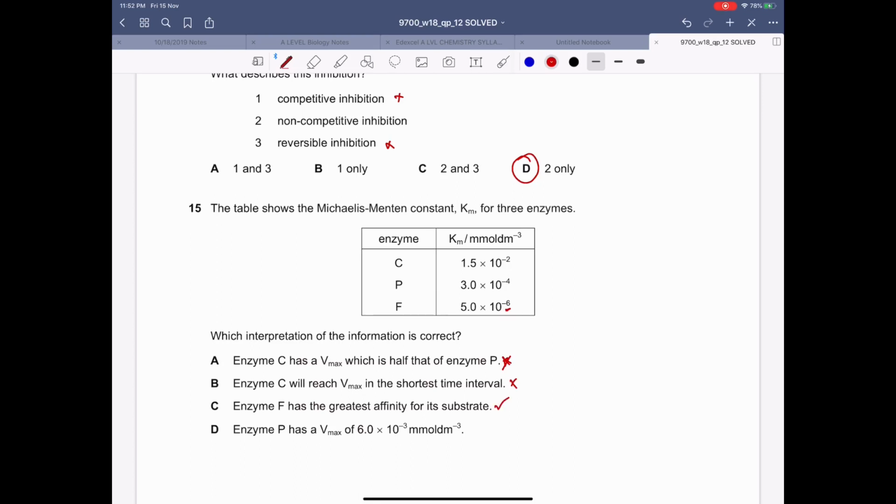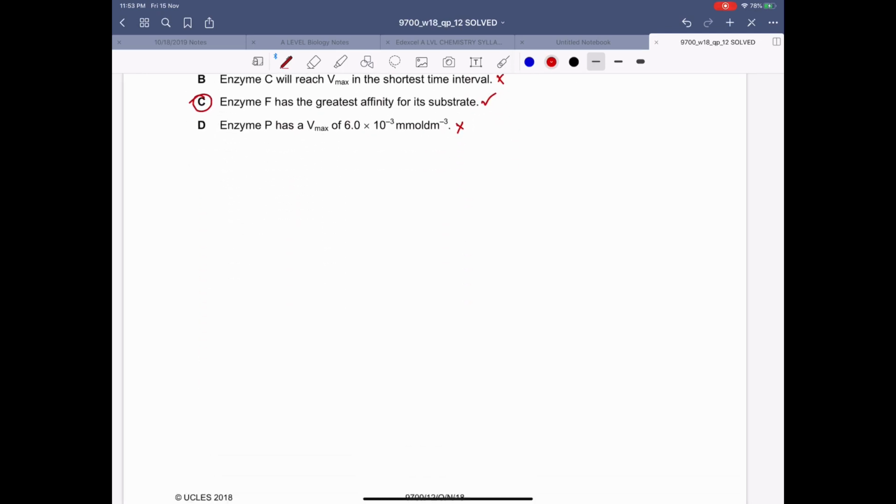And enzyme P has a Vmax of 6.0 times 10 to the power minus 3 millimole per dm cubed. Well, cannot confirm that either, because Km necessarily doesn't give us the understanding of the Vmax, so we can't actually tell what the Vmax is or at what concentration Vmax is actually going to occur. So C is the correct option.